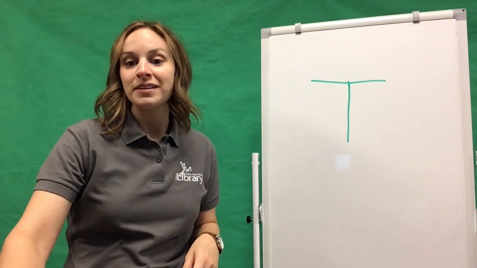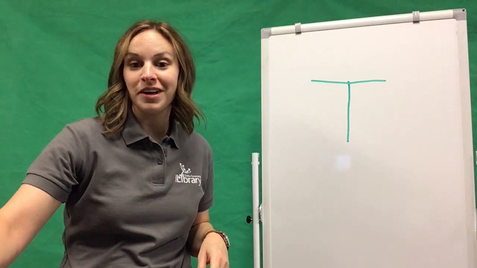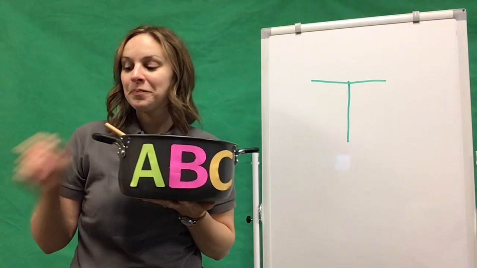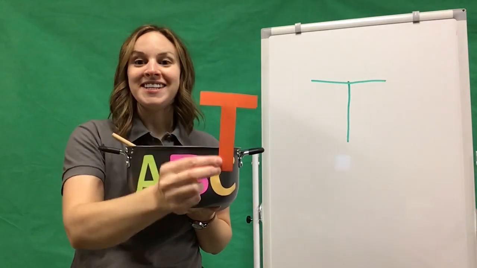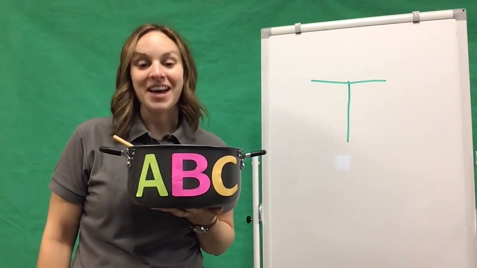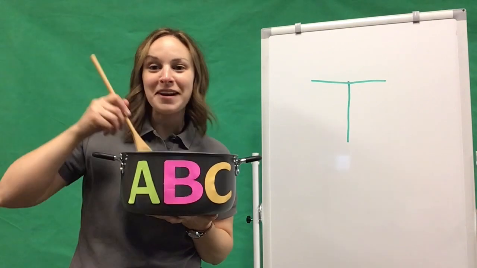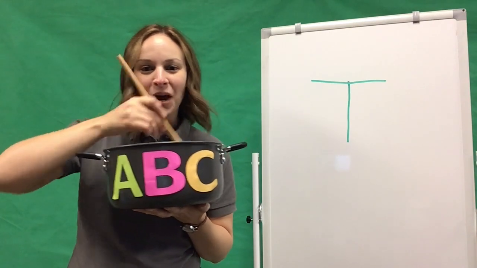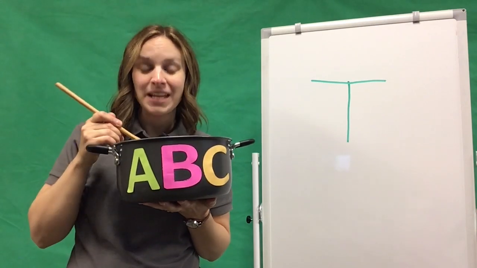I thought we could make some alphabet soup with our letter T. Will you help me? I have my alphabet soup pot. We'll drop our letter T in the pot and see what we can make with the letter T. All right, let's stir it up. Can you pretend you're stirring your pot at home? Here we go. What can we make with T?